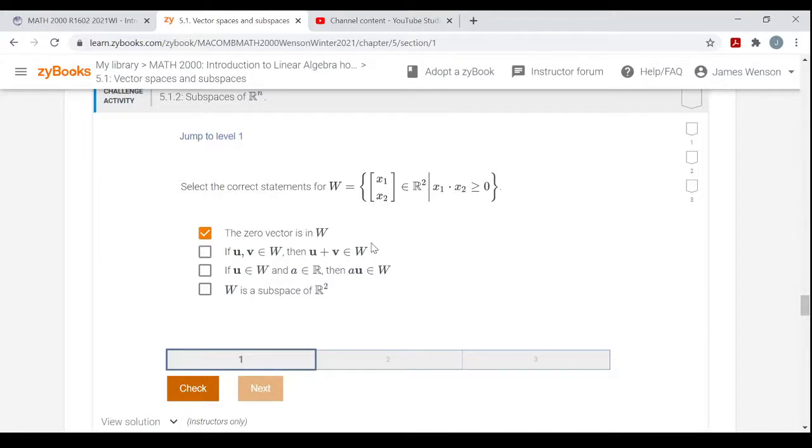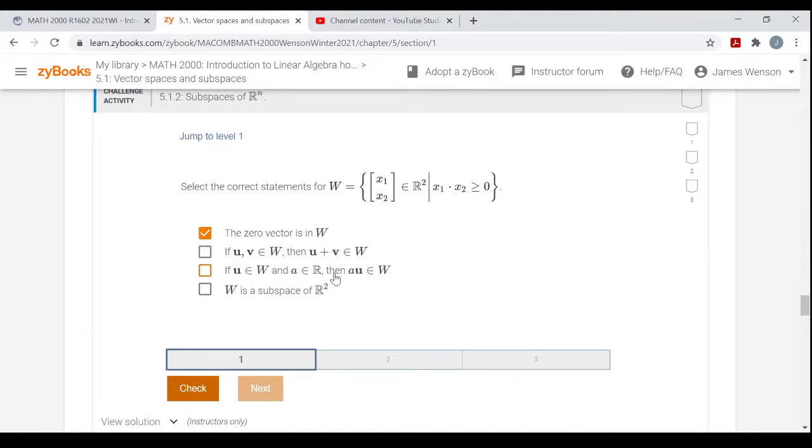No. For instance, the vector -1, -3 is in this. And so is 1, 1. Add those. Well, no, let's go 2, 1. Sorry. So -1, -3 is in it. 2, 1 is in it. Now if I take -1, -3 and add 2, 1, I'd get 1, -2. 1 for the first component, -2 for the second. That does not belong to W. So it is not closed under vector addition.